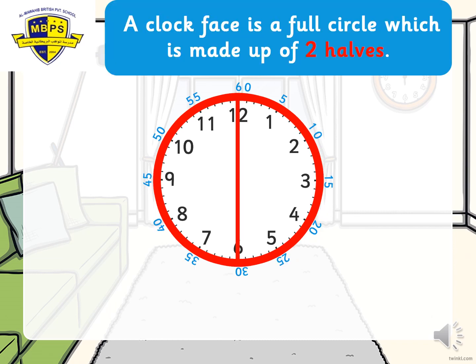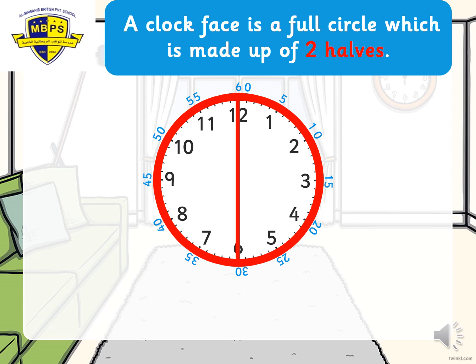Let's look at the clock face. The clock face is a full circle which is made up of 2 halves. You can imagine if you have a pizza. The pizza is like a circle. If you cut it from the middle, you will have 2 halves. Look at the clock now. The clock here is like a full circle which is made up of 2 halves.